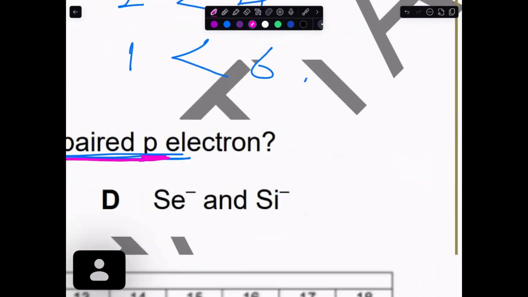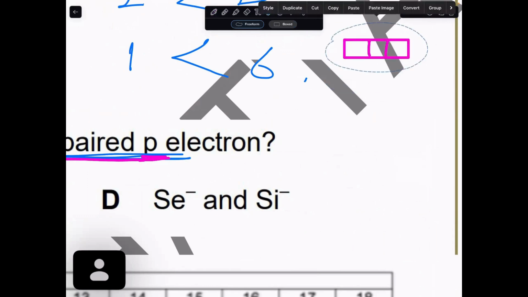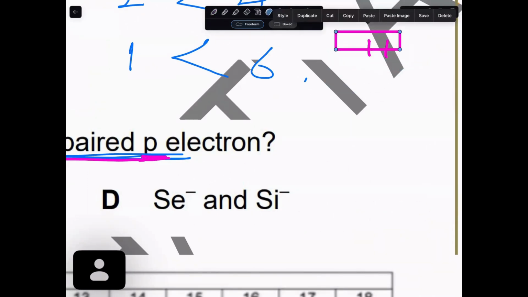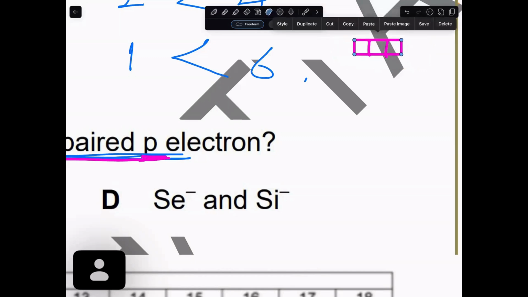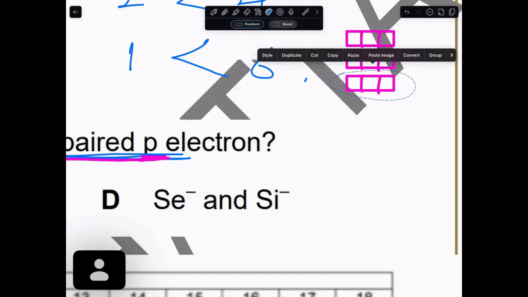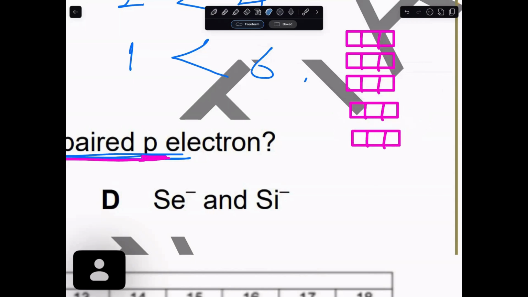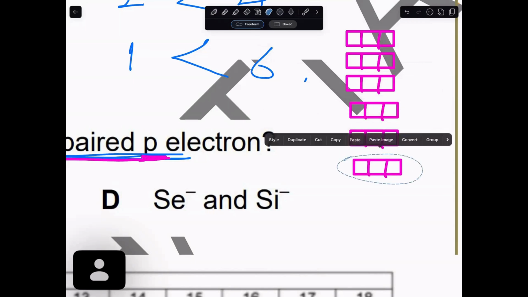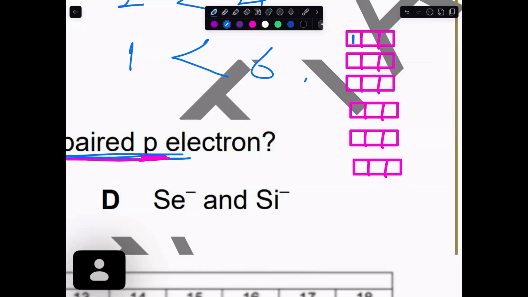The first thing, if it is P1, like if I write it, so many times, wait a minute. Let me tell you one thing. P1, P2, P3, P4, and then P6. Look, if it is P1, one unpaired. If it is P2, two unpaired. If it is P3, three unpaired.